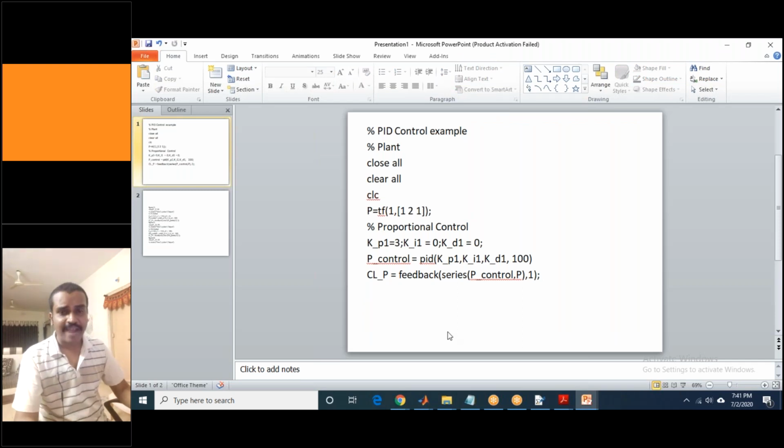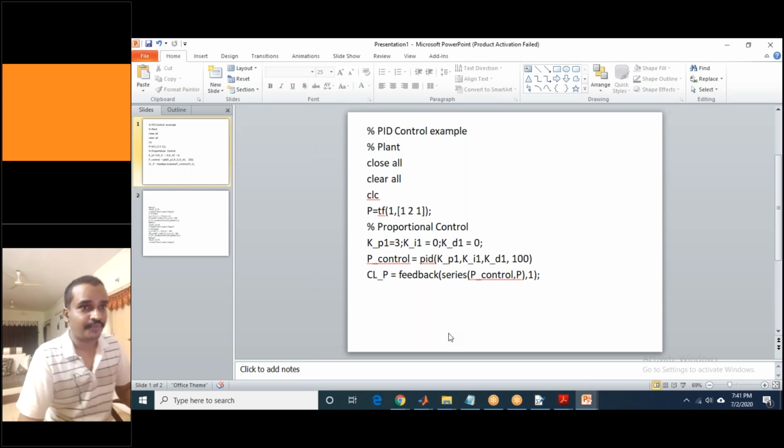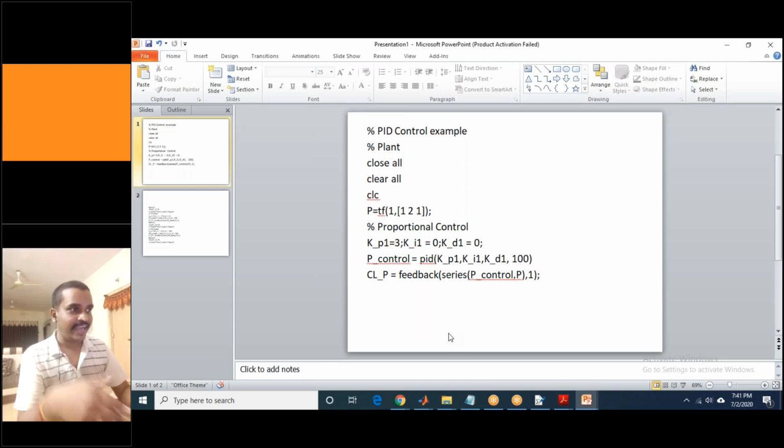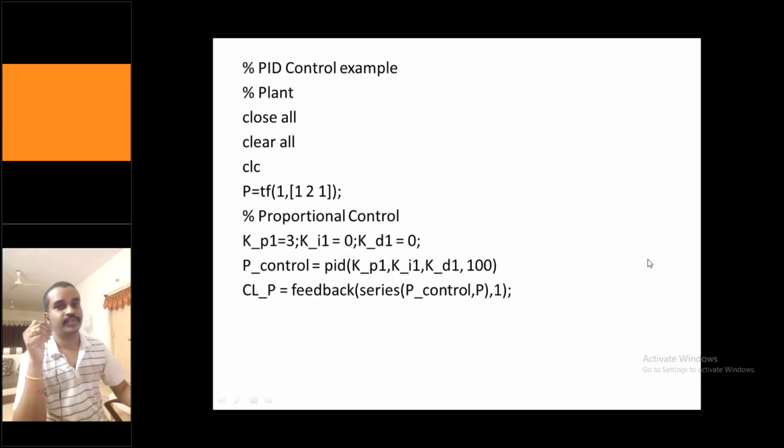So you change the plant parameters from whatever the values are, keep the observer gain constant, and see whether your system is reliable to those uncertain parameters. All these aspects we'll cover in the coming lectures in great detail.